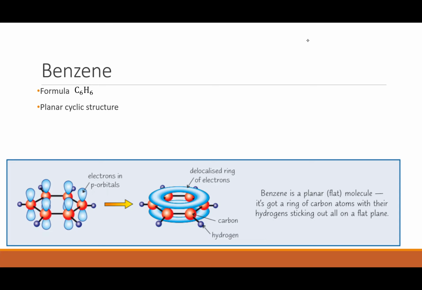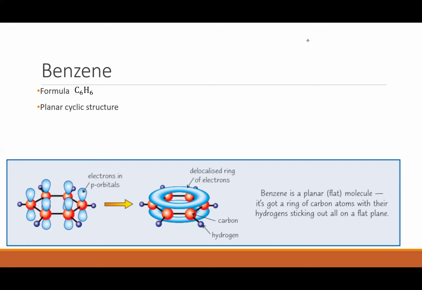C6H6, and we say it has a planar cyclic structure. By that, what we mean is it has 6 carbon atoms, and these 6 carbon atoms are joined together in a flat ring. So planar meaning it's flat, cyclic meaning it's circular, and it's just these 6 carbon atoms that are joined together in this flat ring.